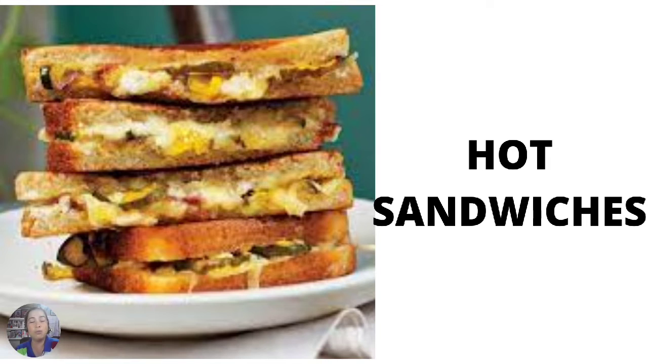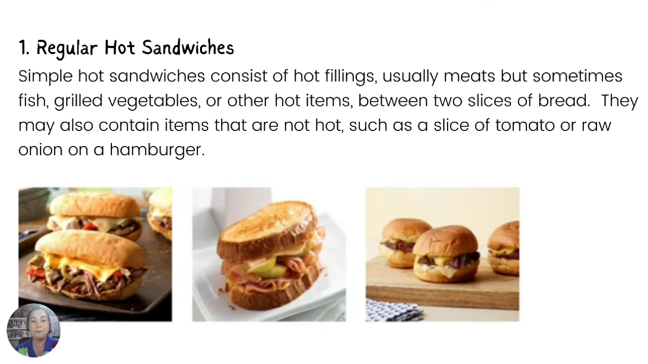Now, let's proceed or move on to hot sandwiches. So, based on the given picture again, this is basically the example of what we call hot sandwiches. Now, as part of the examples of hot sandwiches, we do have regular hot sandwiches, diba? Simple hot sandwiches consist of hot fillings, no? Usually meat, but sometimes fish, sometimes grilled vegetable or other hot items, between 2 slices of bread.